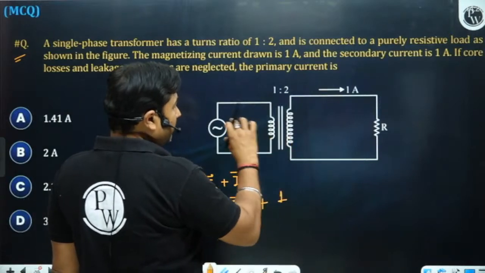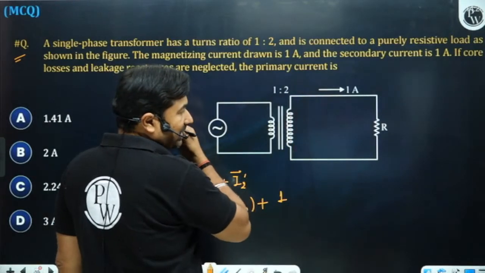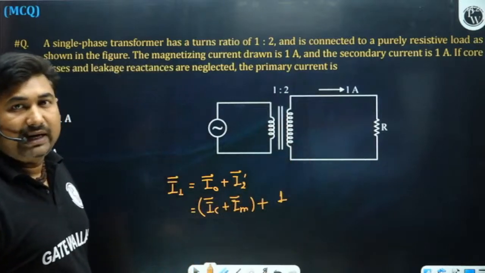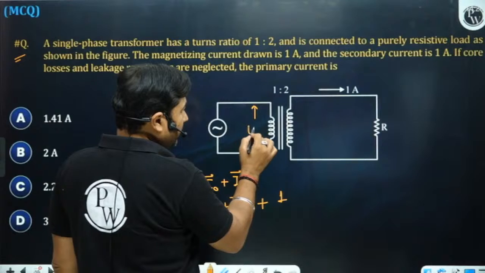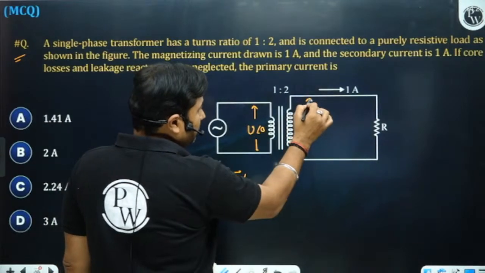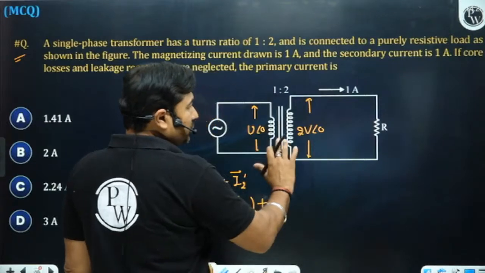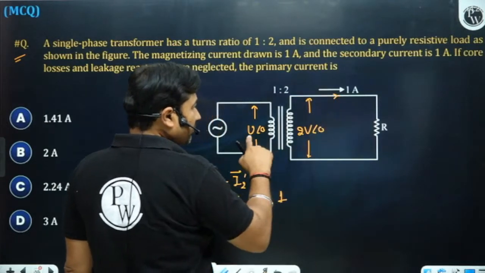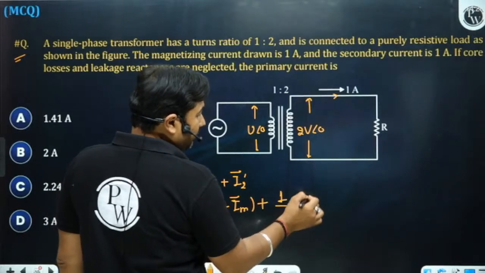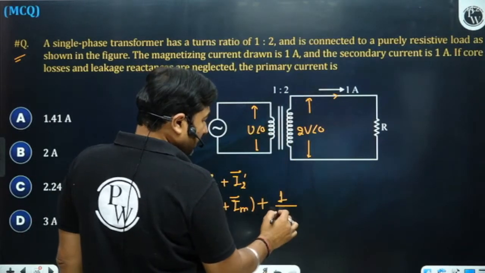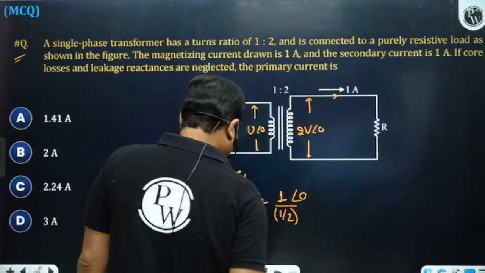So whatever voltage you apply here, the same voltage will appear here, because there are no winding resistances or reactances. If the voltage appearing here is V at an angle 0, then the voltage here will be 2V at an angle 0. That shows that current is in phase with the voltage on both primary and secondary sides. When you refer this to this side, it will become 1 by 2 divided by A at an angle 0.